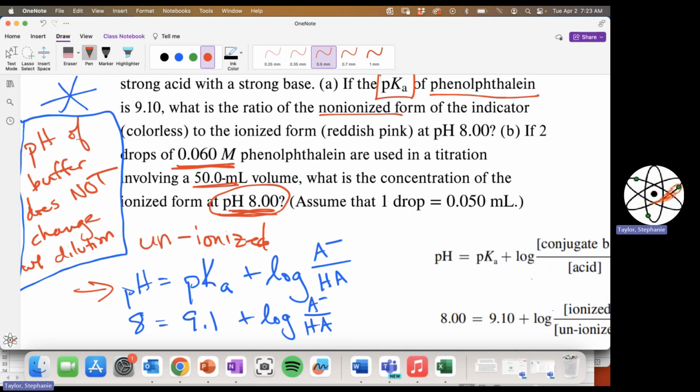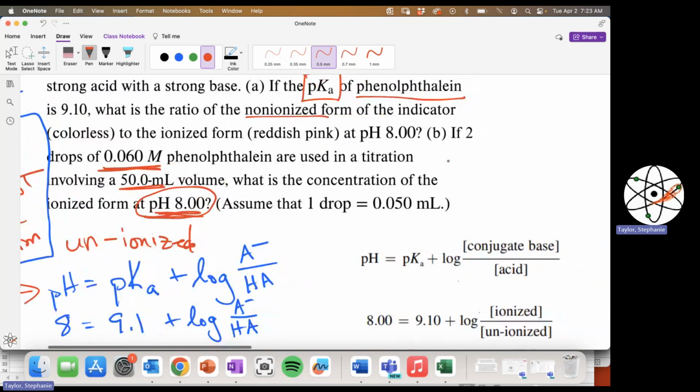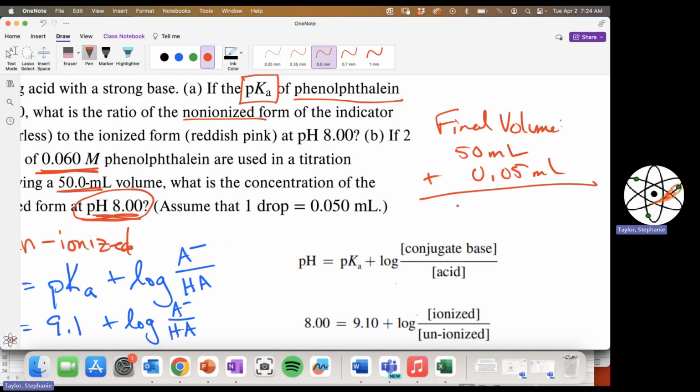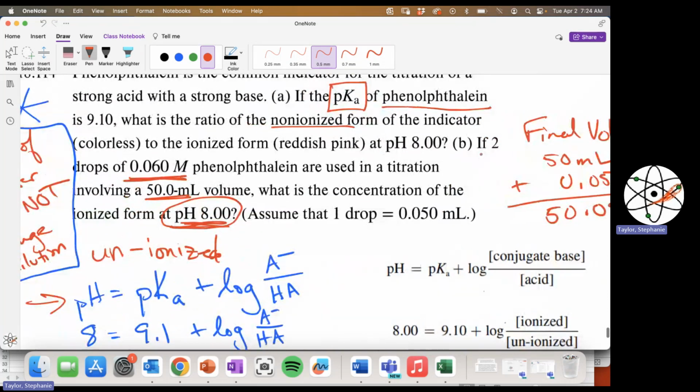So here's my new volume. I can do this all in milliliters. My final volume is going to be 50 milliliters plus 0.05 milliliters. We're just going to assume that all of these significant figures work and hang on to that. Oh, but I have 2 drops, don't I? 2 drops.